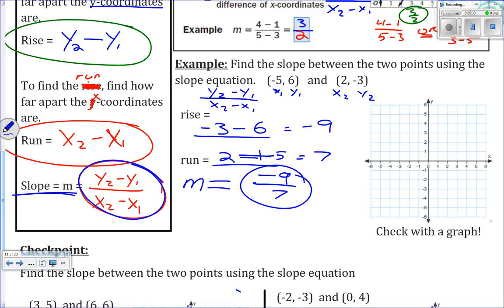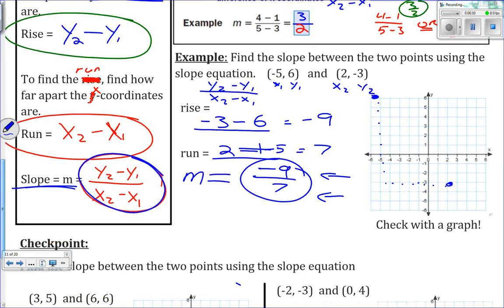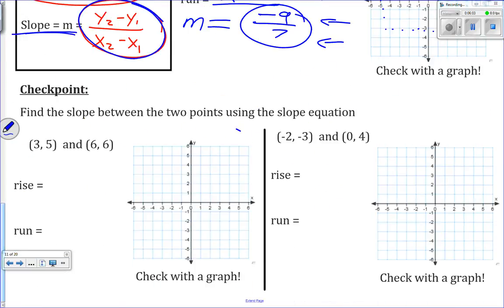Okay, we can check it with the graph too. -5, 6, right there, and 2, -3. I'm going to have to go down 1, 2, 3, 4, 5, 6, 7, 8, 9. That's -9 down. And over 1, 2, 3, 4, 5, 6, 7. Makes sense.